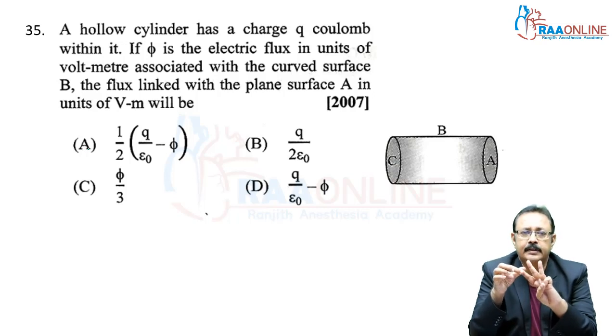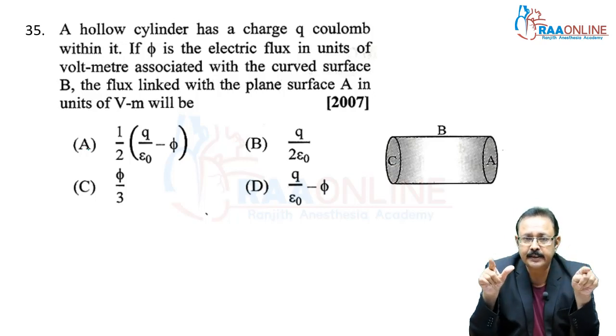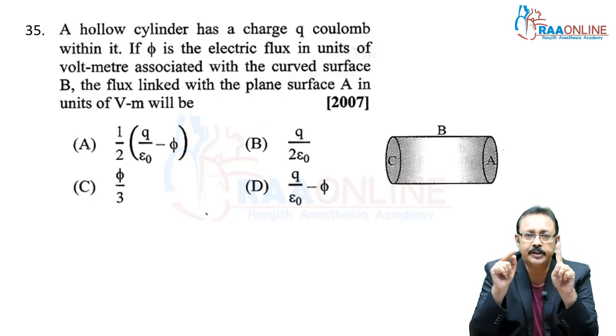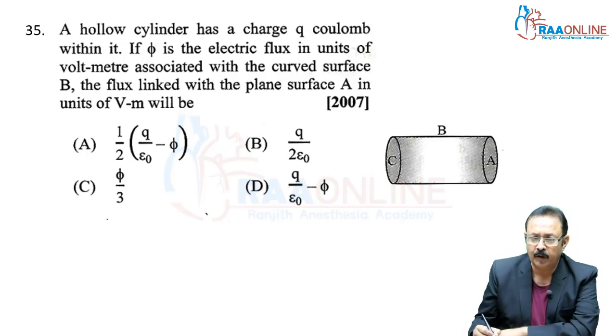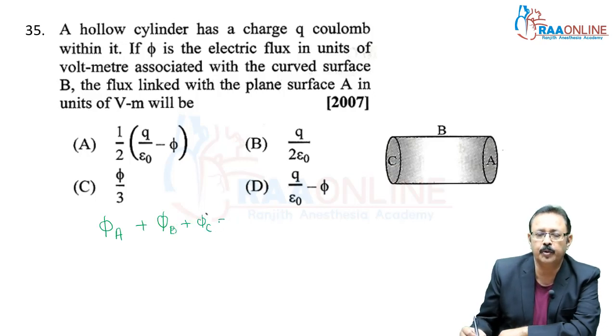So all flux is associated with these 3, and they told you that inside this cylinder there is 1 charge q. So according to Gauss theorem, the total flux, whether it is related with A, or with B, or with C, should be q upon epsilon naught.